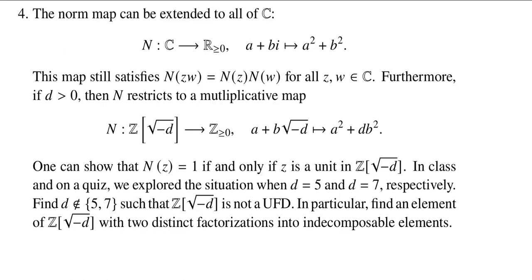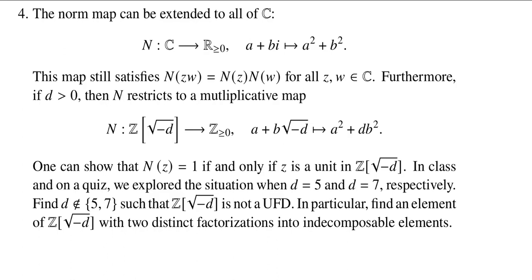So we've definitely talked about the norm map quite a bit, and we looked at it on the Gaussian integers and the Dedekind integers, Z adjoin root -5. But you can extend this all the way to the entire field of complex numbers. In that case, you'd end up with a map that sends a plus bi to a squared plus b squared. And this map is still going to be multiplicative. Fantastic. The proof of that, by the way, is actually quite simple.